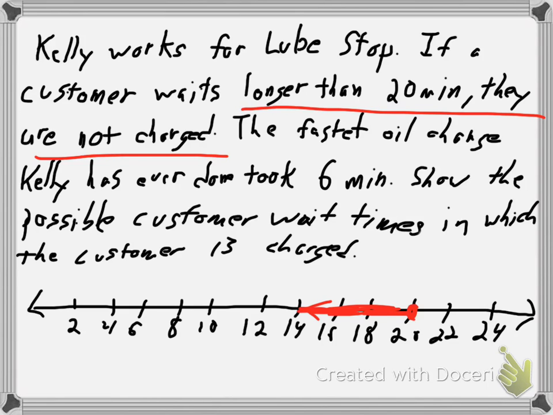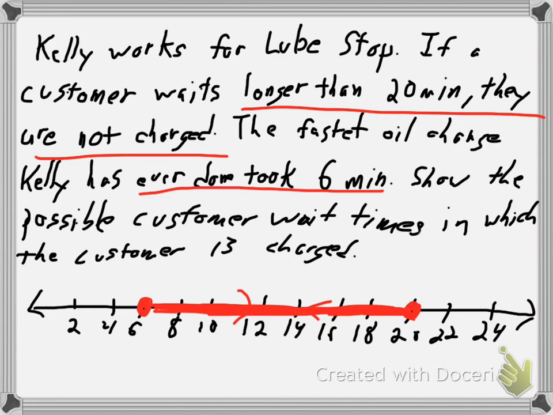But then it goes on to say, the fastest oil change Kelly has ever done took 6 minutes, meaning Kelly's not going to be able to go any faster than 6 minutes. We're not going to get any times less than 6. So 6 and going up is how long it's going to take. So looking at this, I can see that anywhere in this red section is what times the customer would be charged at. So between 6 and 20 minutes, the customer is going to have to pay.